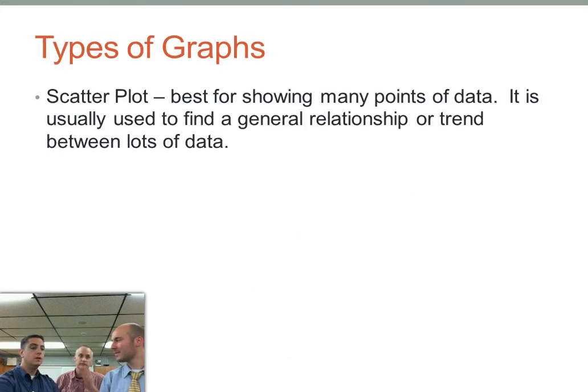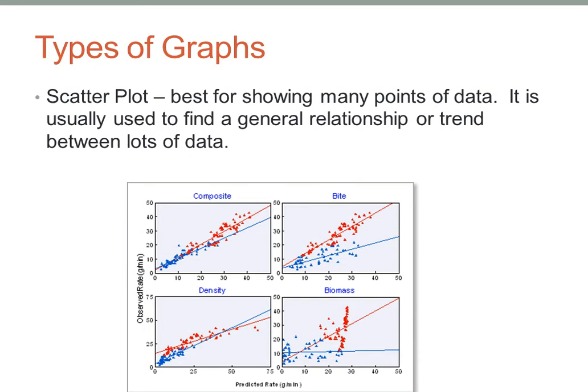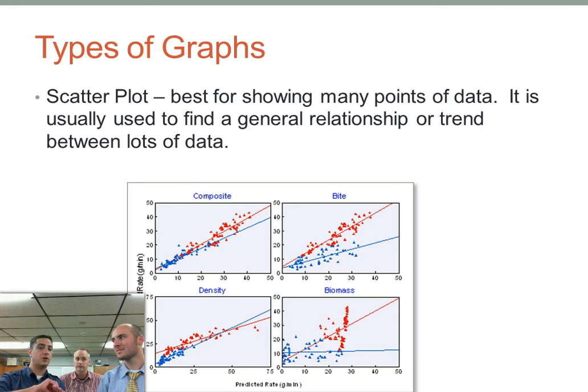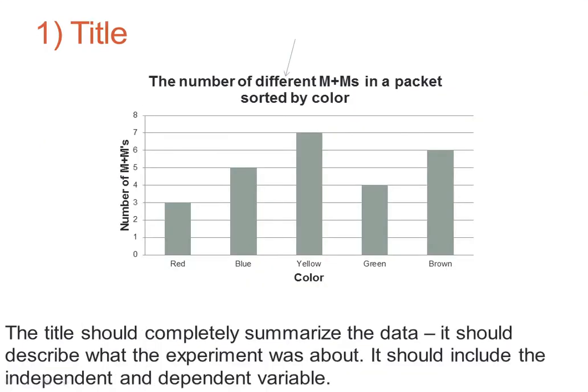All right. Another type of graph is called a scatter plot, which a lot of people confuse for being the same thing as a line graph, but it's not exactly the same. It's best for showing many points of data, and it's usually used to find general relationships or trends between lots of different data. And what you oftentimes will see them put, and this is why it gets confused a lot of times with line graphs, is they will oftentimes put what's called a best fit line in there. And the whole purpose of that best fit line is to kind of try to show the generalized trend from the scattered dots.